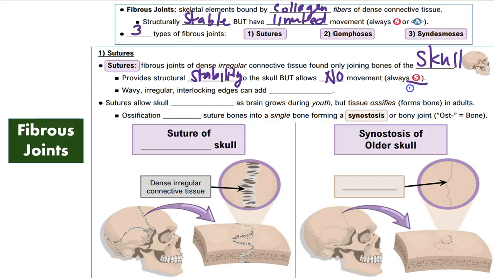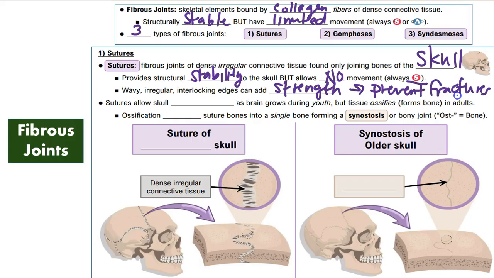Also, they give us this wavy, irregular, interlocking edge that can add strength. So instead of having just a single little string of this fibrous, dense irregular connective tissue, we actually have a wave, like we see here, which again provides extra strength. And this is also going to help prevent fractures.